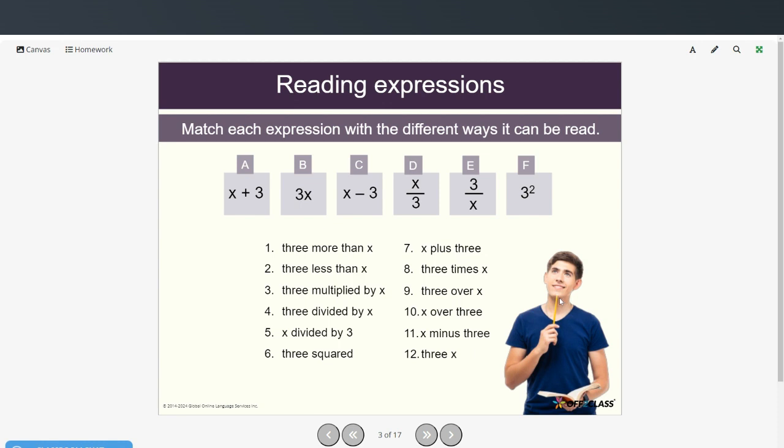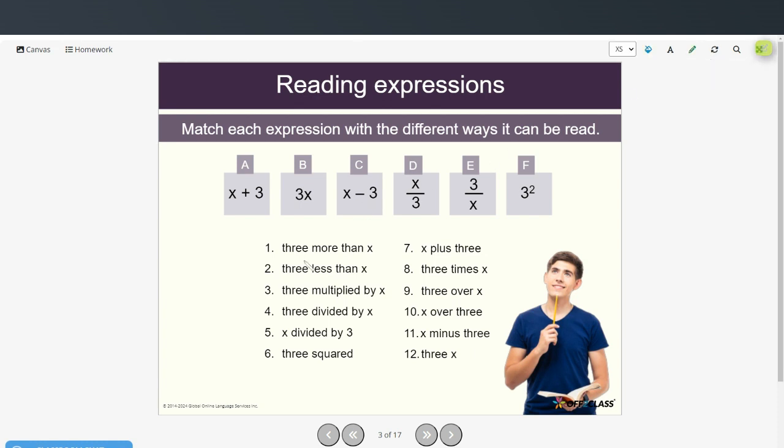All right, so now practice. We're going to practice reading some expressions. So we have these expressions here, and you need to match these with the different ways of saying them. So try that on your own, and then restart when you're ready to check your answers.